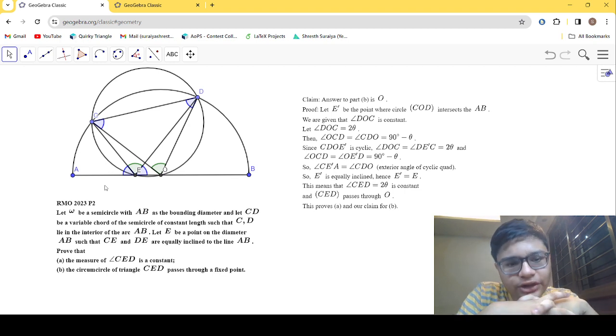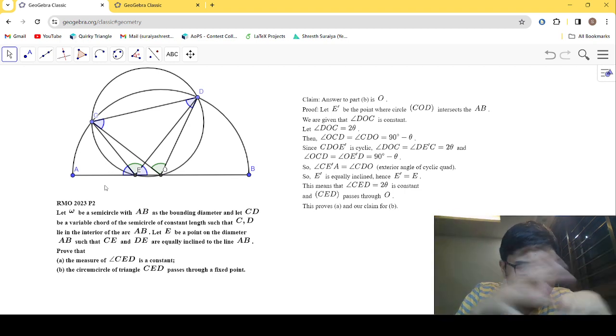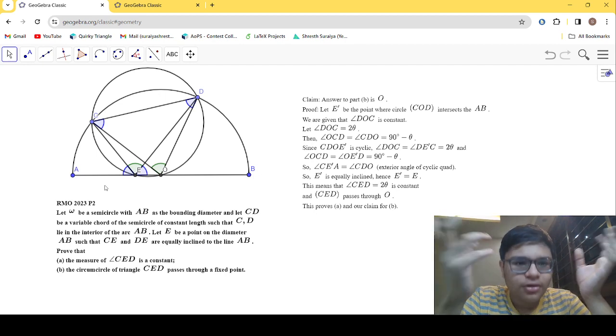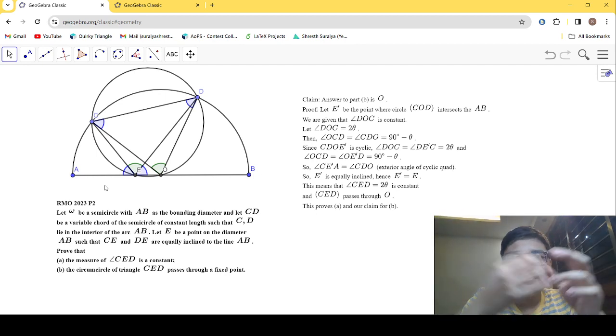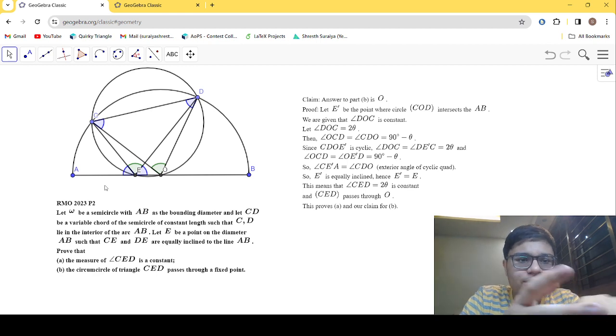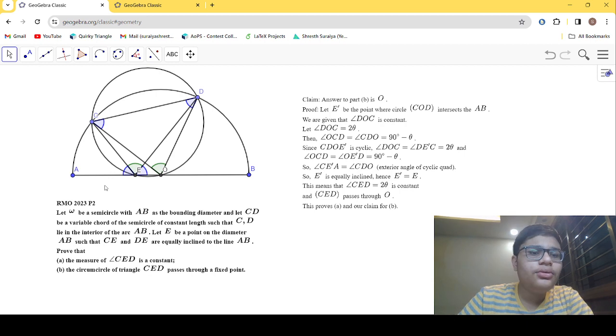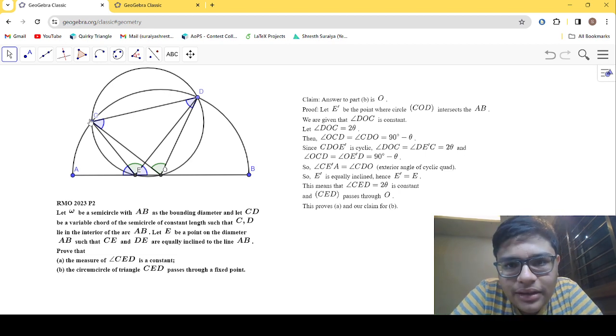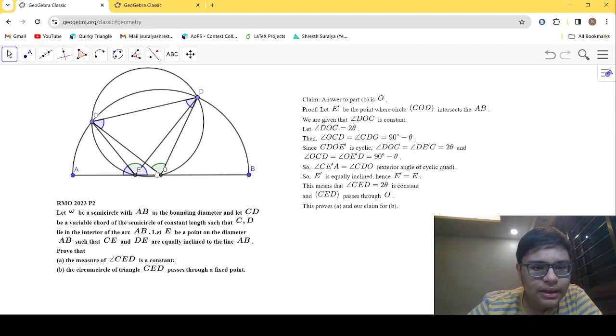So this question is actually not very tough, and simple angle chasing and a bit of common sense can be used to solve this question. The main thing here is to focus on the point E. So as you see here, we are given that CD is constant, right? So it means that angle DOC, the green angle right there, is a constant.